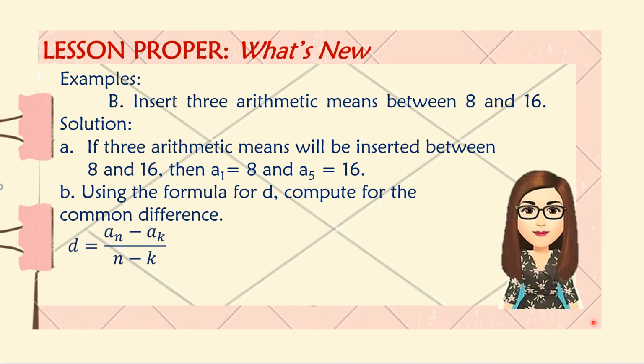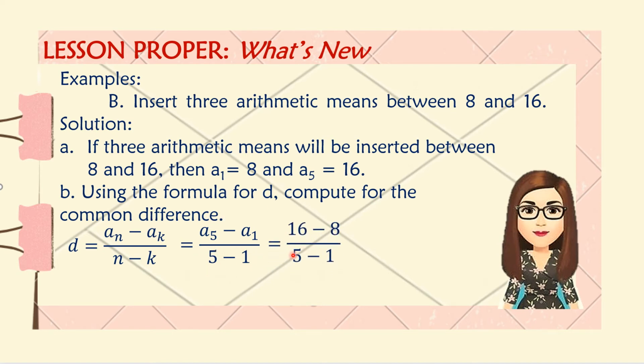So again, the formula is D is equal to A sub n minus A sub k over n minus k. Okay, so again, huwag kakalimutan na kapag nagsosolve kayo palagi, do not forget to write first the formula. So we have A sub 5 minus A sub 1. Okay, so yun yung given natin. A sub 1 tsaka si A sub 5 over 5 minus 1.